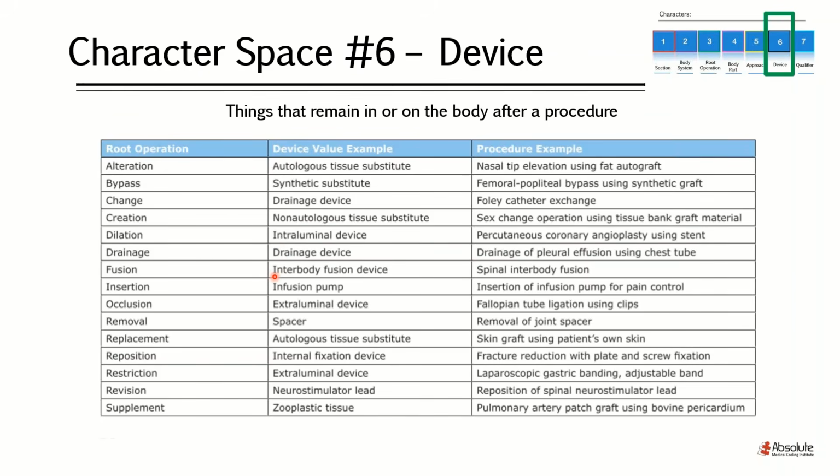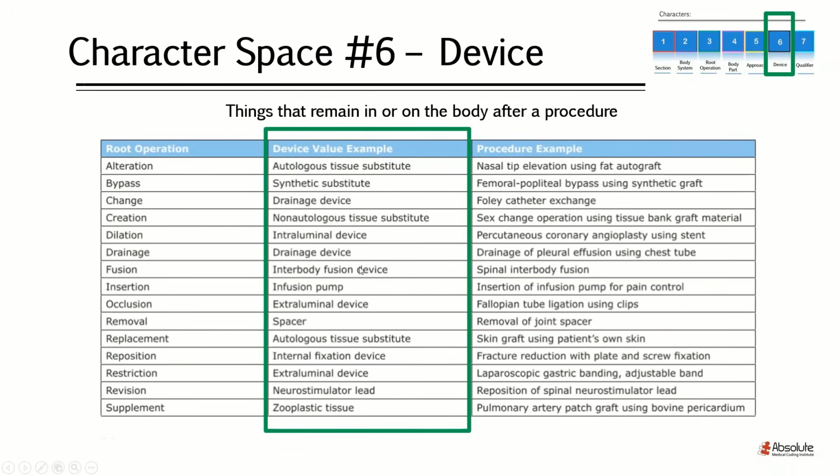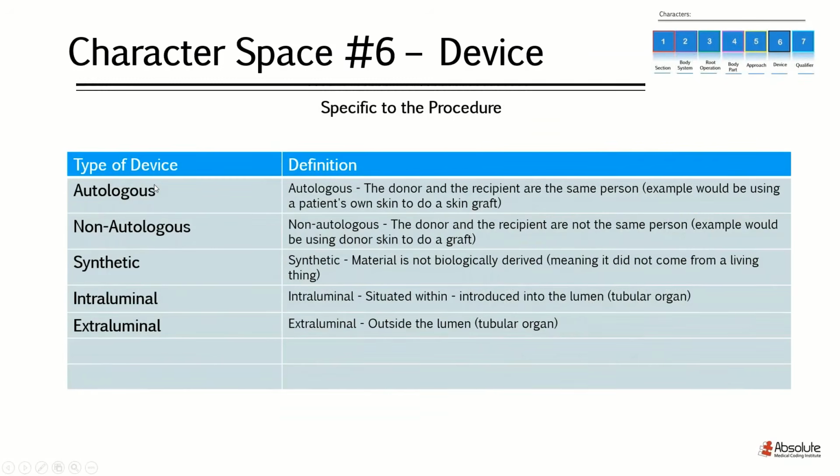Hey, if you've had a discectomy, let's say that you have grafting, that's a device. If you have instrumentation, that too is a device. All right. These are some examples. And then also, when you're coding for these devices and you're coding for grafts, they could be classified one of 5 ways. They could be autologous, non-autologous, synthetic, intraluminal, extraluminal.